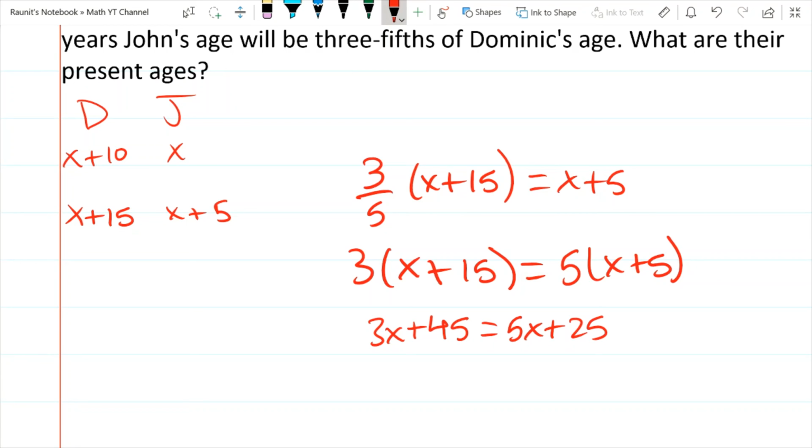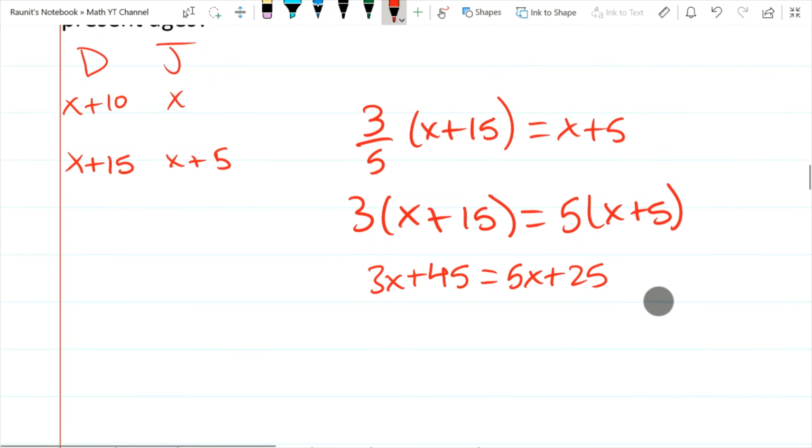So now we're going to bring the x's on one side, and then the numbers on the other side. Since I don't want to get into the negative numbers, I'm going to bring the 3x over to the right side of the equation, and the 25 over to the left side of the equation. So we're going to subtract 3x from both sides, and then we're going to subtract 25 from both sides as well.